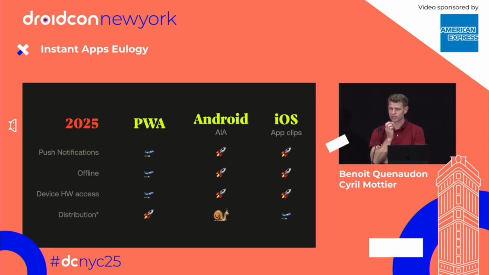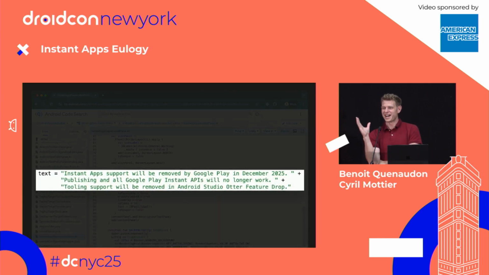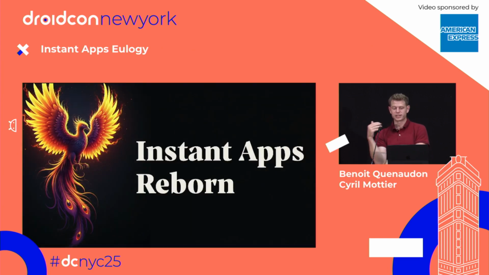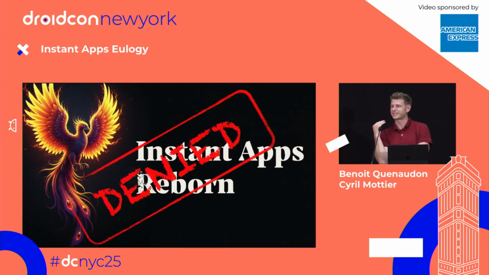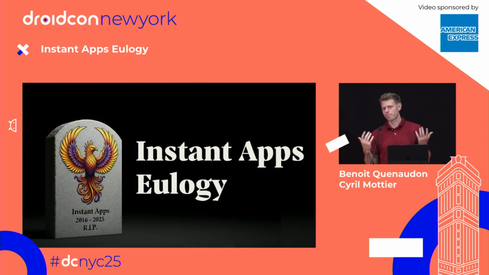And we were preparing this talk a month ago when 2 weeks ago someone was like, hey, there is a new commit on AOSP, and if you zoom in, they are announcing that Instant App got deprecated. They are going to be removed in December 25 at the end of this year. And so the original title was Instant App Reborn, which got denied. We are going to talk about not the past, because it's still around at the moment, but we are not going to show how to build an Instant App.